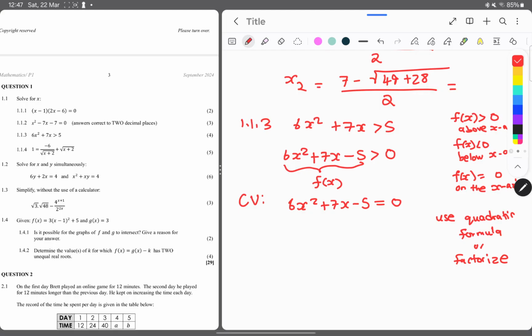Right, now the safest route is to always use the quadratic formula, and as I've already mentioned, I don't have a calculator, so I'm not going to use the quadratic formula. I'm going to factorize the expression. To factorize this expression, factors of 5 are 5 and 1, and factors of 6x squared can either be 6x and 1x or 3x and 2x.